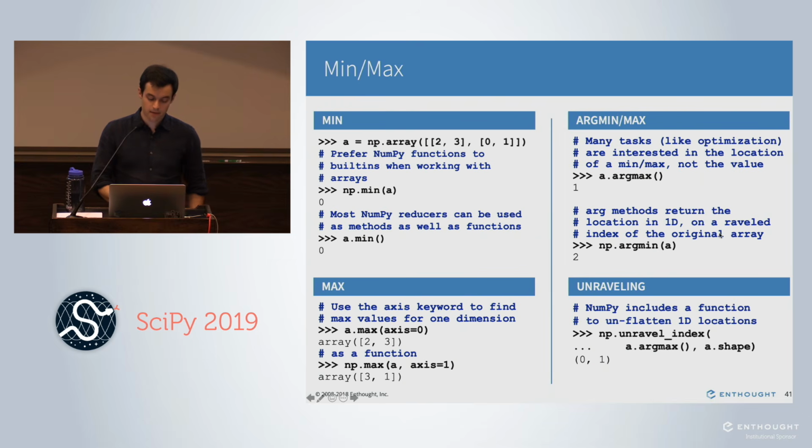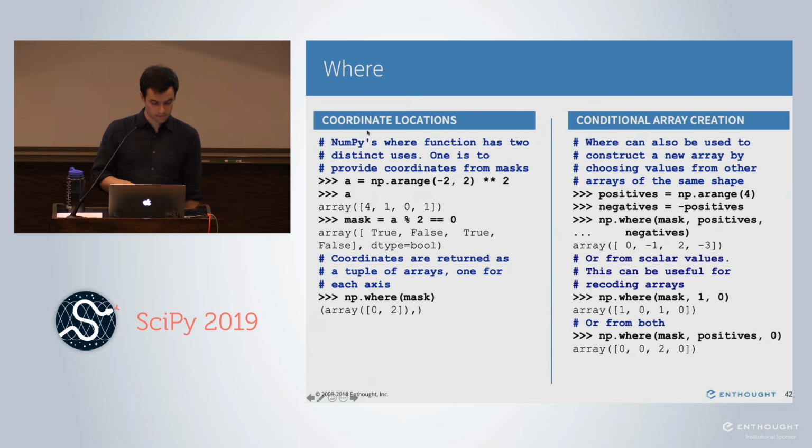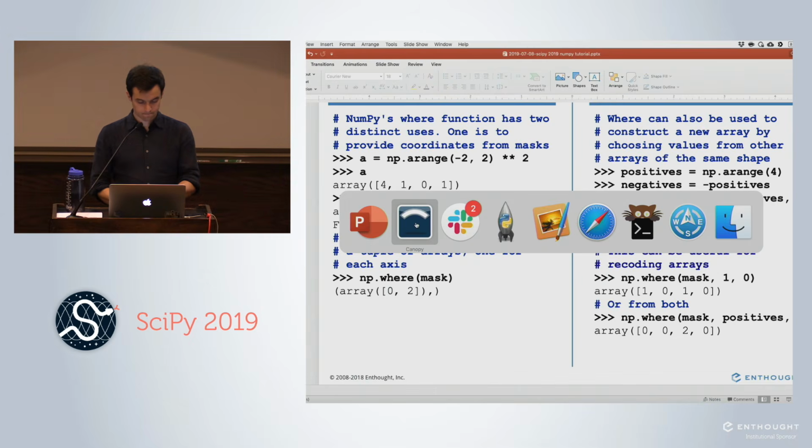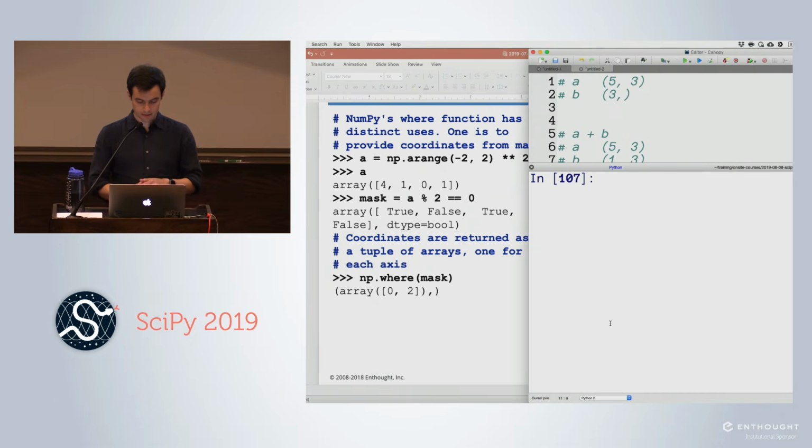It does have one downside, which is if there are multiple maxima or multiple minima, it'll only give you the coordinates of the first one that it encounters. That's where this function here called where is useful. There's a lot of stuff on these slides. Let me do it in Canopy instead.